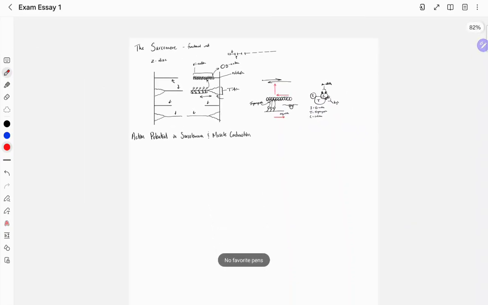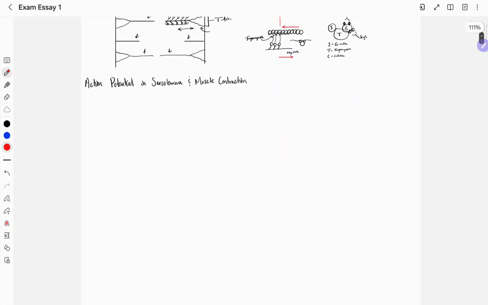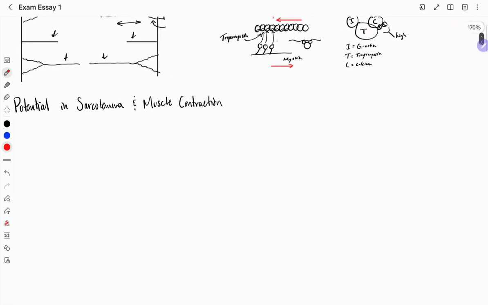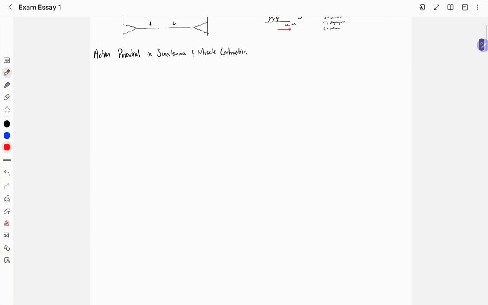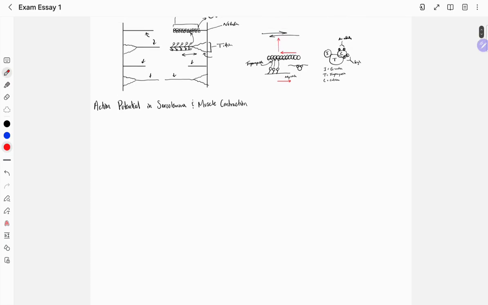So we're going to talk a little bit more about what that looks like, this process here, next, when we talk about muscle contraction. And then I'm going to look at the bigger picture, and we're going to look at action potentials and how they propagate from a neuron to the muscle fibers to cause this contraction.